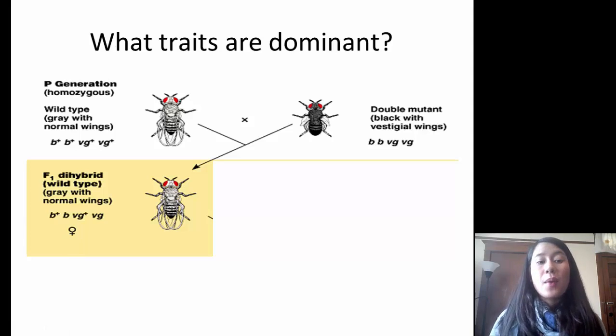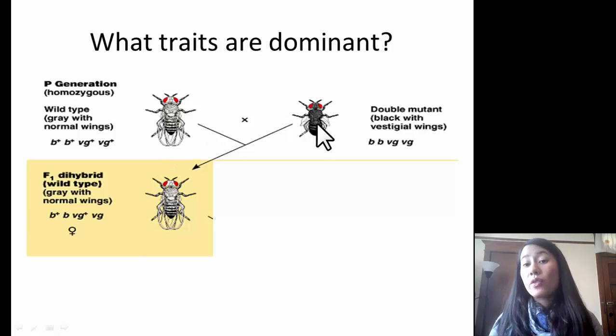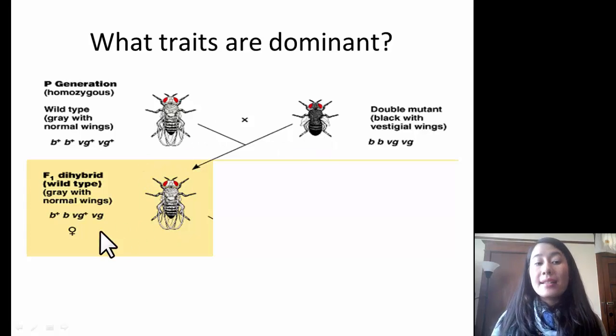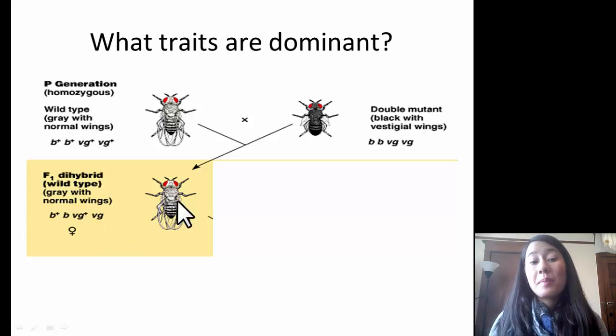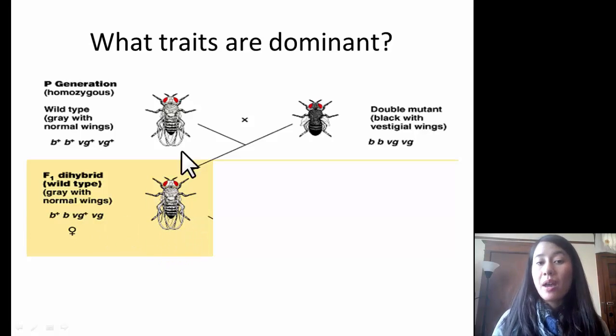Because they're heterozygous, I should be able to tell which trait is dominant and which is recessive. I can see that with a heterozygous genotype, B plus B, this fly got a gray body. That must mean that the gray body is dominant over the black body. Additionally, with this heterozygous genotype for wings, it must mean that normal wings are dominant, because normal wings showed up when we crossed the normal and the vestigial.